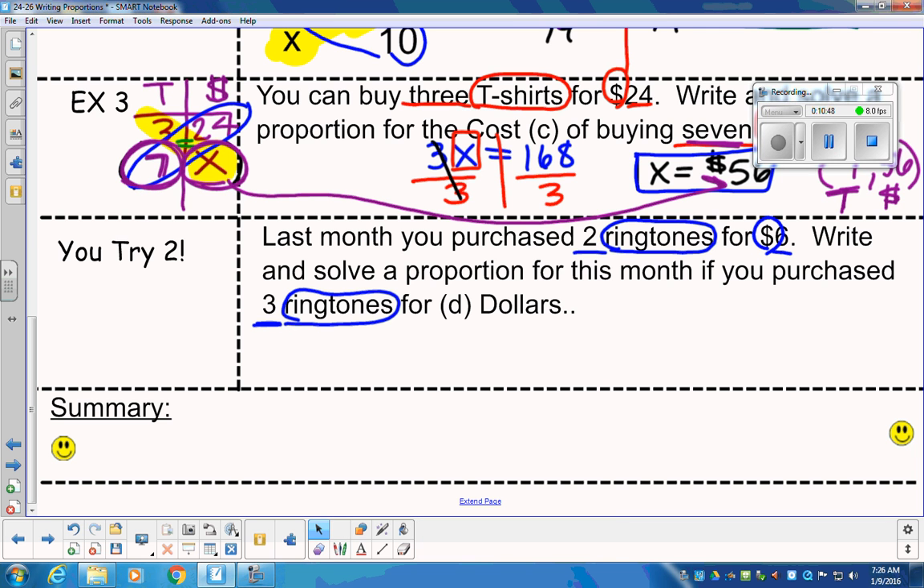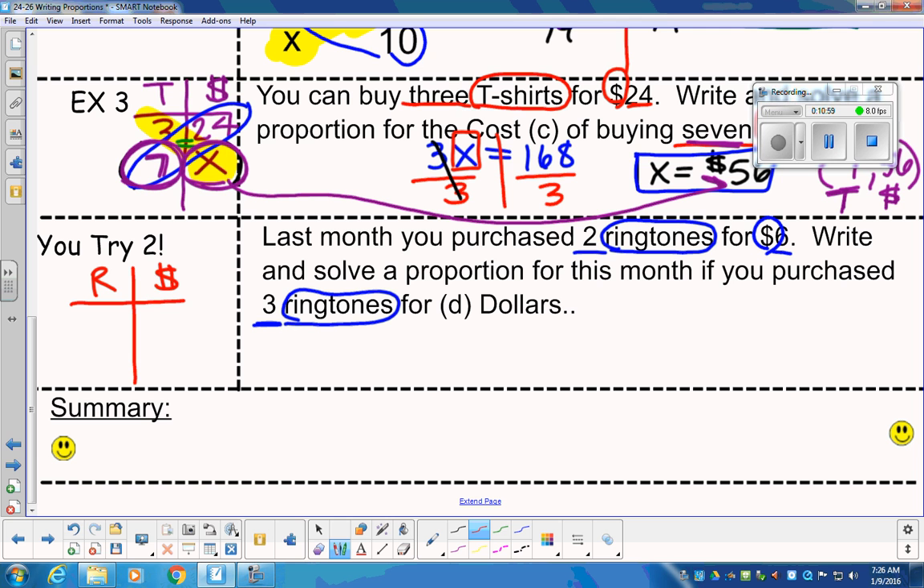So my job then is to go ahead and set up a t-table for that value. So it sounds like we have ringtones and we have dollars. How many ringtones do we have? 2 ringtones. 2 ringtones, $6, as I go back and read that first statement. The other information that we have is we have 3 ringtones, but we don't know how much 3 ringtones cost. Now I know you probably can mental math that, but our job today is to take cross products and use proportional reasoning. So because I have 2 fractions with an equal sign in the middle, we can take cross products.